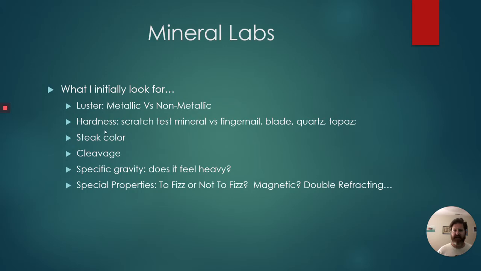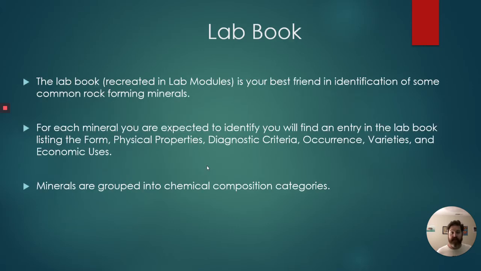I see if I can find any cleavage faces glinting at me to give me an idea of how this mineral is breaking. If it's a clean cleavage face, that gives you a better idea of it. It narrows down what you're looking at. Specific gravity. How heavy does it feel? For instance, topaz and quartz, they can both look very similar, but topaz has a much higher specific gravity, and you can feel that in a hand sample. Special properties. Does it fizz? Is it magnetic? Does it double refract like calcite? All of these things help you narrow down what you're looking at.